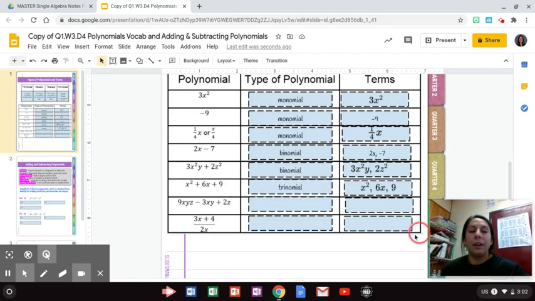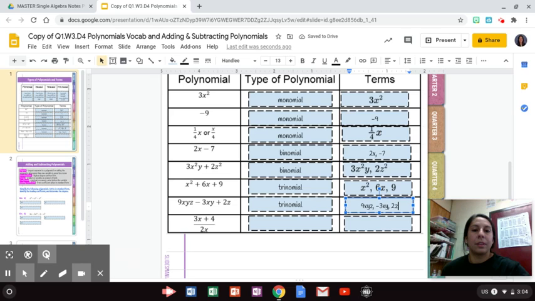Okay, the next one we have 9xyz minus 3xy plus 2z. Here we have two addition or subtraction symbols, and that makes this a trinomial as well. It is separated into three separate terms. So we're going to go ahead and type in trinomial and list out our terms.